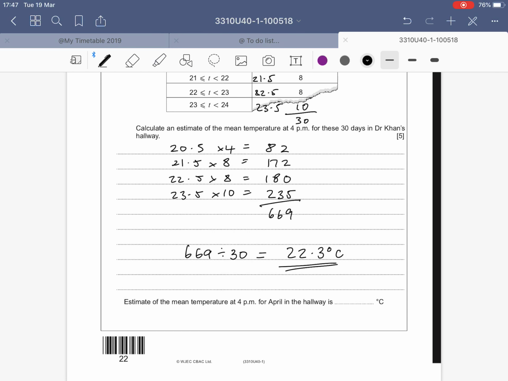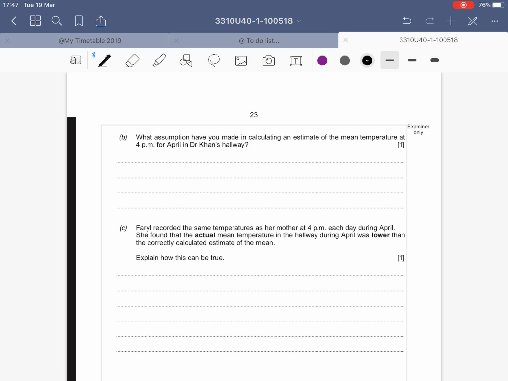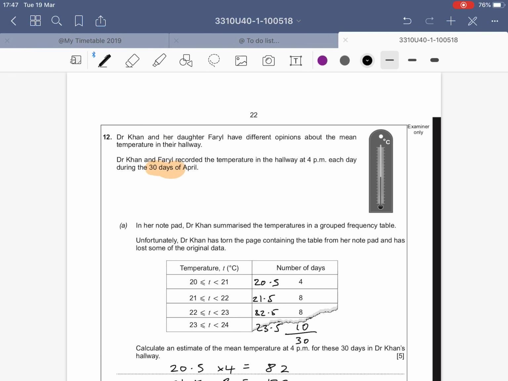Part B. What assumptions have you made in calculating an estimate of the mean from the hallway? So the assumptions have come about because I've been using these midpoints here. So I am assuming that each value in the group, the temperature, is between the two values each time. So I'm assuming the midpoint is a fair representation, and the 4 days, for example, that are in this category weren't all 20 degrees exactly, but that some were 20, some were 21, and some were somewhere in between.